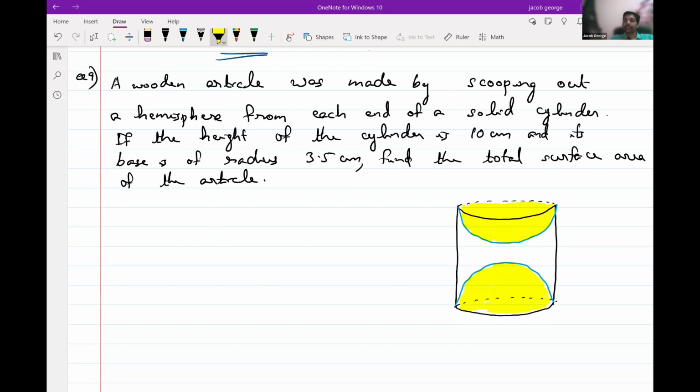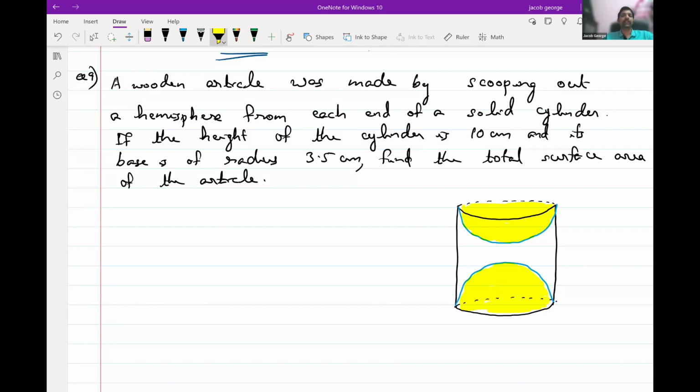We can touch the CSA of cylinder, right? So CSA of cylinder plus two more areas we have to add, same as in the last one. What are the two more areas to be added? CSA of bottom hemisphere plus CSA of top hemisphere. So those CSAs we can touch after the result of scooping out. So CSA of two hemispheres we can write together.